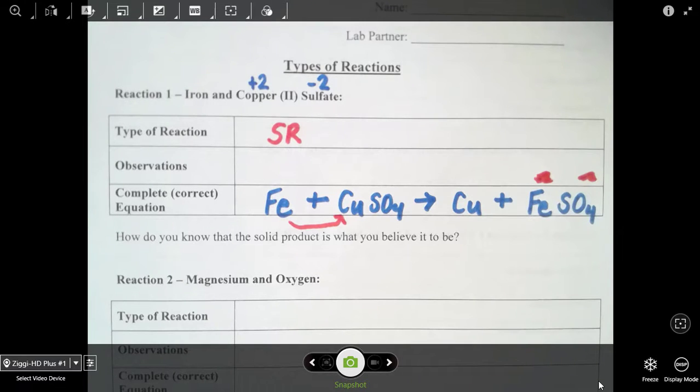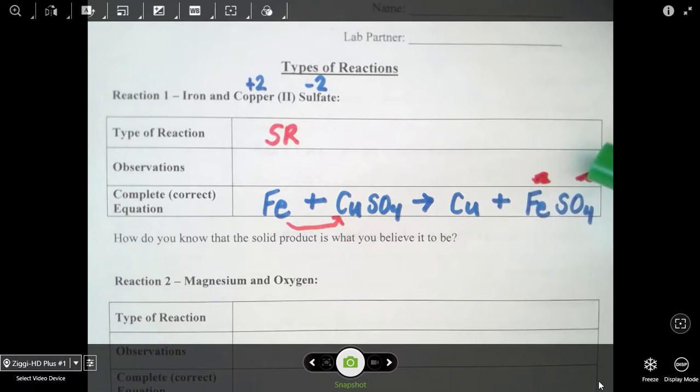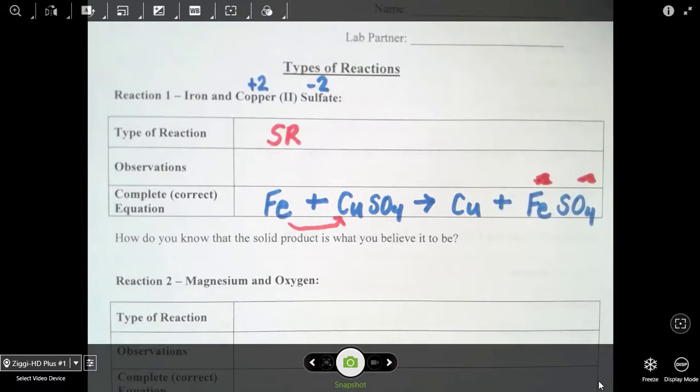Hopefully you have this observations box filled in already. And let's go and answer the question based on our observations. How do you know that the solid product is what you believe it to be? So look at your products. Copper and iron sulfate. Which of those do you suspect is the solid? The copper, because what do you know about copper? It's a metal. It's what you make pennies out of. Are pennies solid? Yeah. So copper by itself is probably the solid.